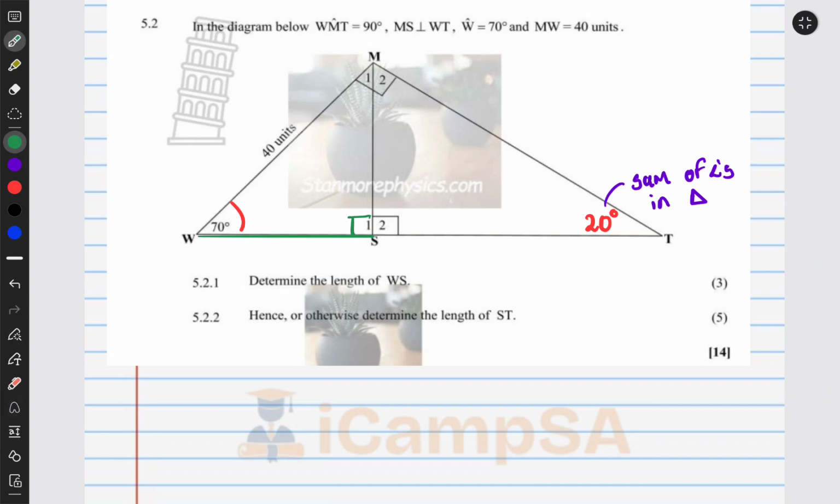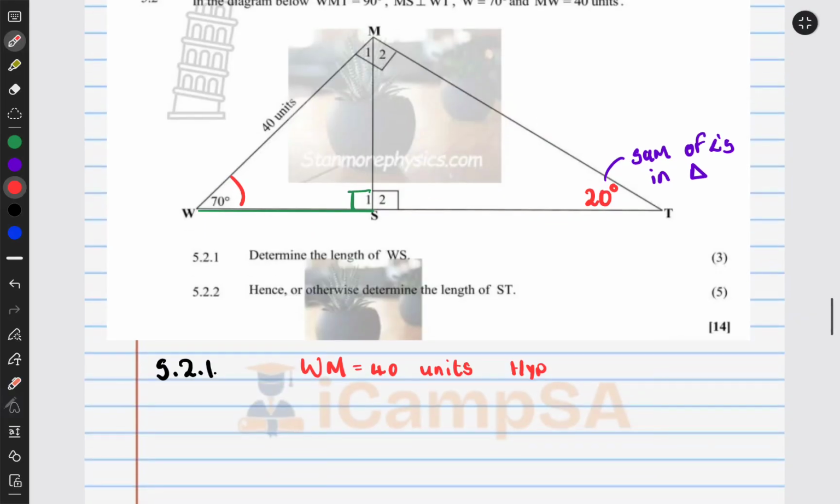Angles on a straight line is 90 degrees, which makes triangle WSM a what? A right angle triangle. So we are allowed to use trigonometric ratios to solve for this triangle. We are given the hypotenuse side WM, which is 40 units, and we are looking for WS, and we have the angle 70 degrees there.